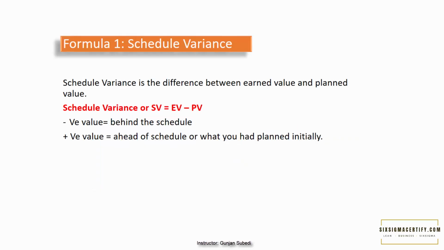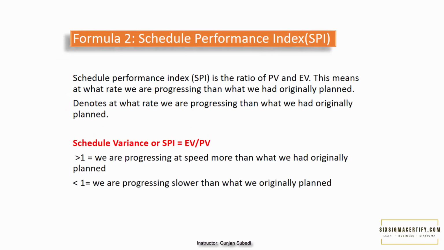Now let us go through some formulae that are very important. The first formula, schedule variance. Schedule variance is the difference between earned value and planned value. Schedule variance, or SV, equals earned value minus planned value. When this value is negative, you should understand that you are behind schedule, and when it is positive, you should understand that you are ahead of the schedule or what you had initially planned.